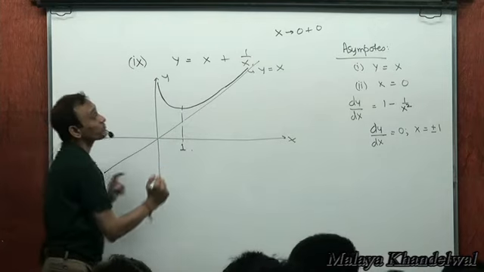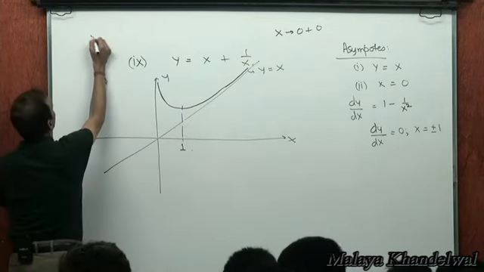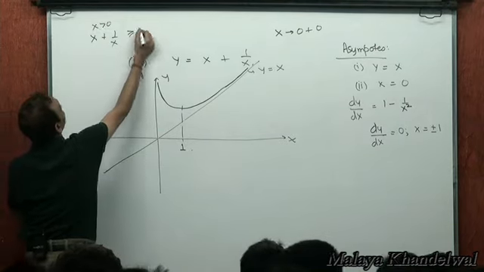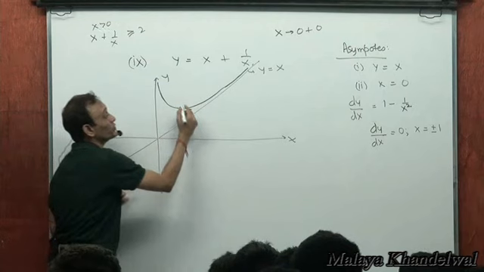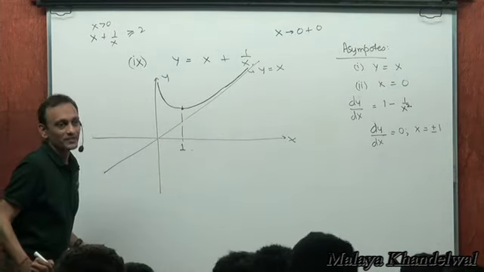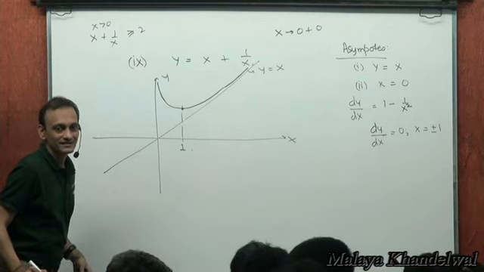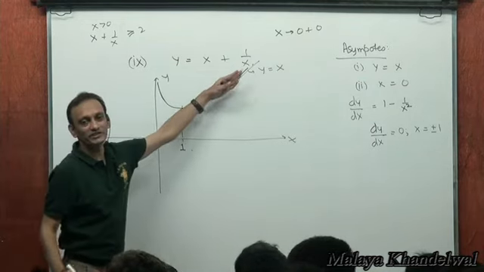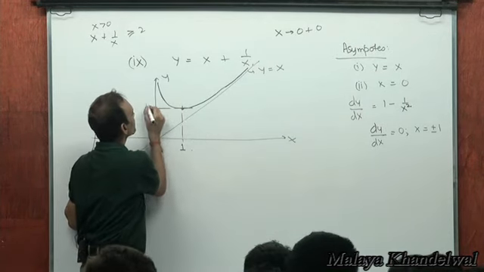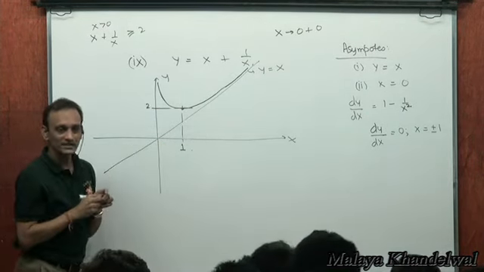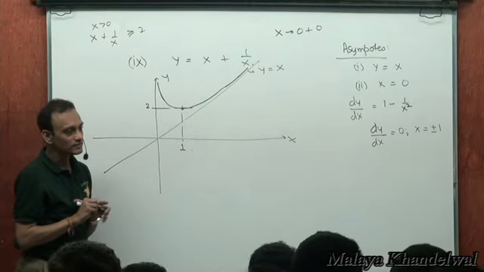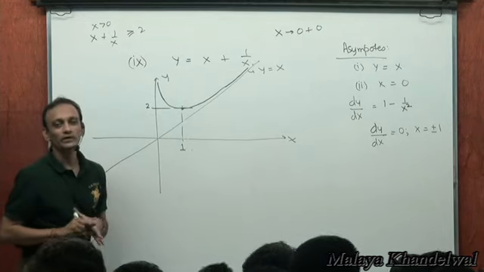In fact, we could have said x plus 1 by x for x greater than 0 is always greater than or equal to 2. At x equal to 1, therefore, we would have expected a minimum value of this. So even without differentiating, we could have said that this length is 2 units at x equal to 1, right, Aditya?